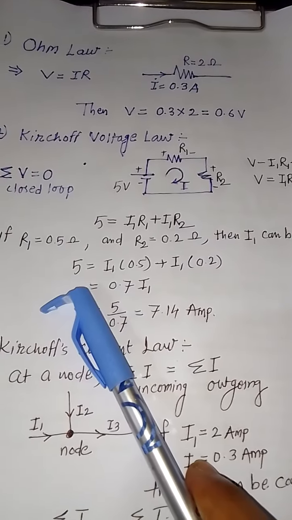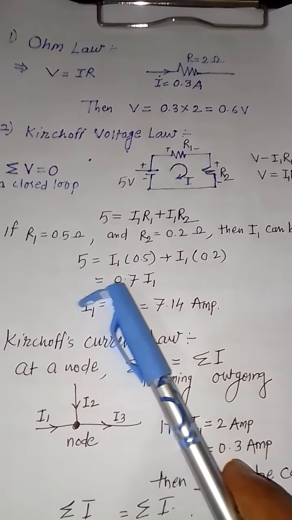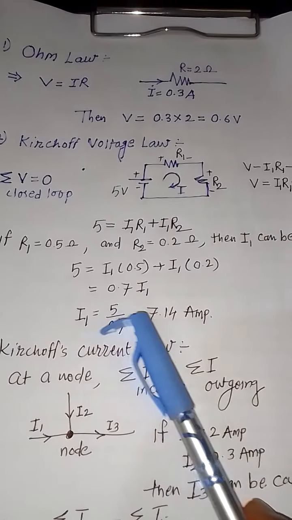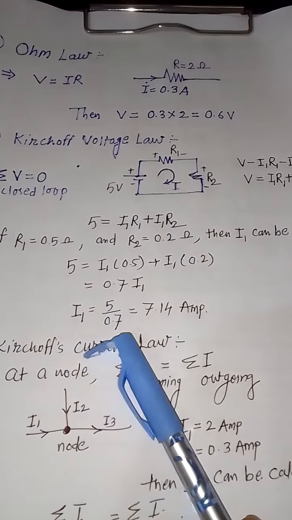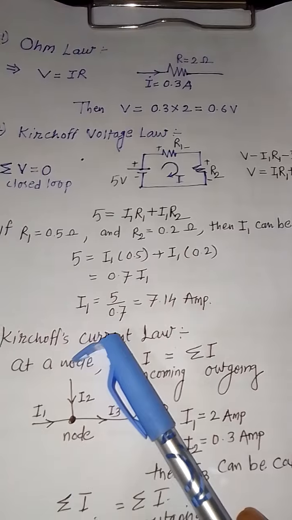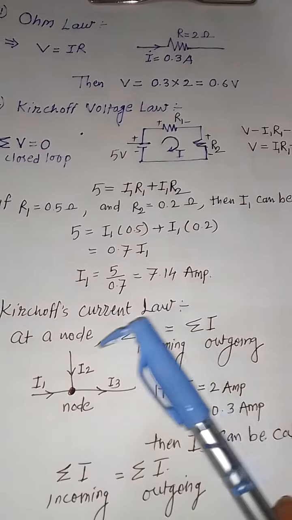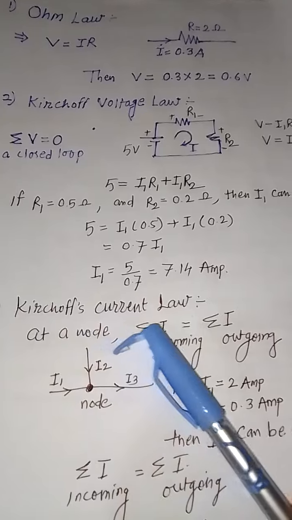So 5 is equal to I1 times 0.5 plus I1 times 0.2, which is 0.7 I1. I1 is equal to 5 divided by 0.7, which is 7.14 ampere. Now Kirchhoff's current law.